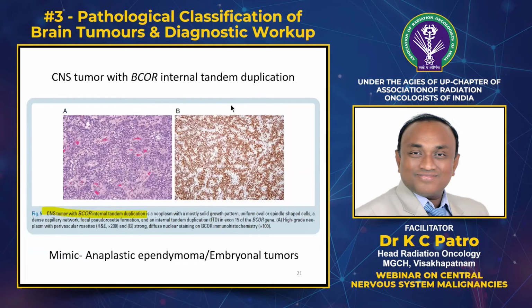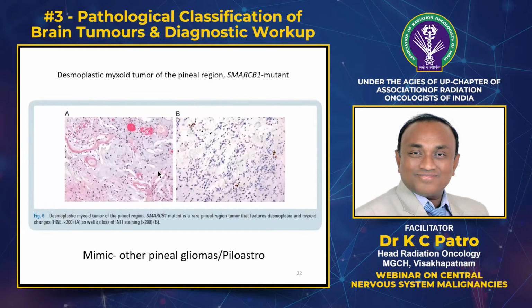Another is the CNS tumor with BCOR internal tandem duplication. It looks like an embryonal histology, and also like an anaplastic ependymoma, but because of the BCOR gene internal tandem duplication, this is another entity in the 2021 classification. Again, desmoplastic myxoid tumor of the pineal region with a SMARCB1 mutation. In the pineal region the histology shows myxoid stroma and loose cells. It looks like a pilocytic astrocytoma or pineal gland tumor, but the SMARCB1 mutation takes the diagnosis toward desmoplastic myxoid tumor of the pineal region.